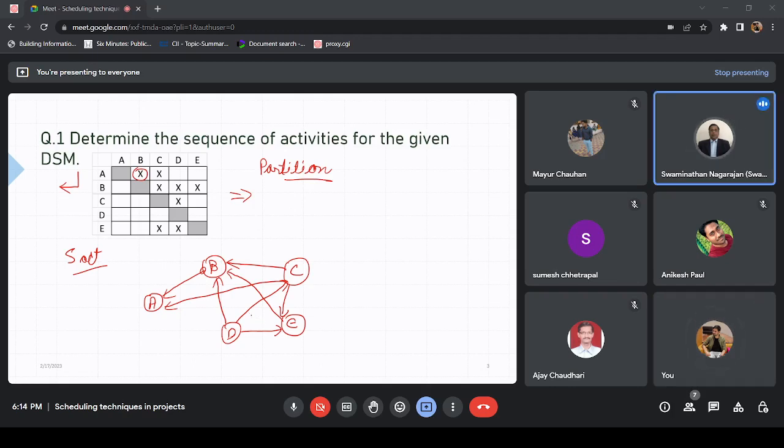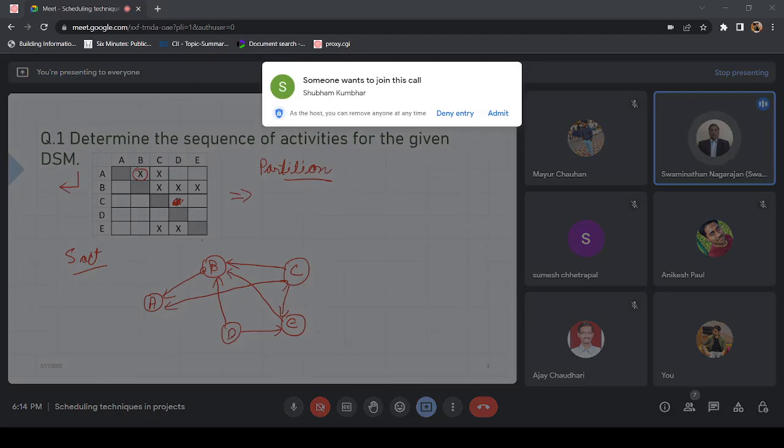So let's say I removed D gives information to C. See, D doesn't get any information at all, right? So why can't that be the starting? Oh, right. D is not getting any information, right? So, okay, D is the first activity. What about next?